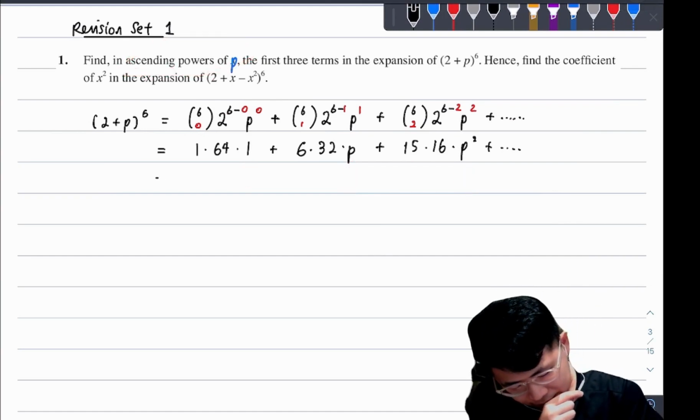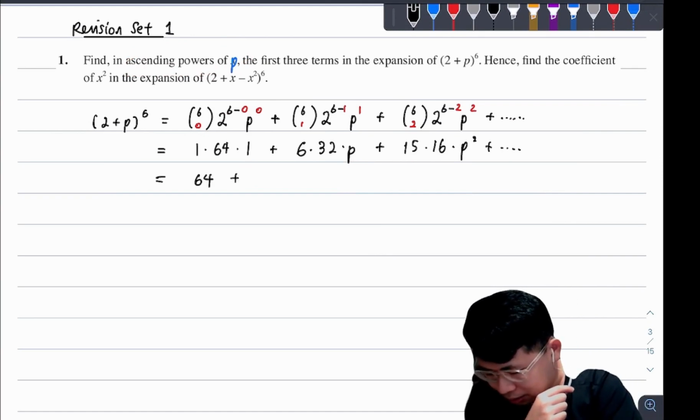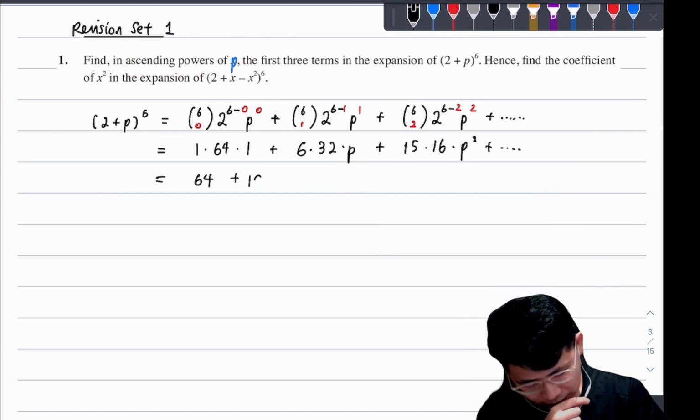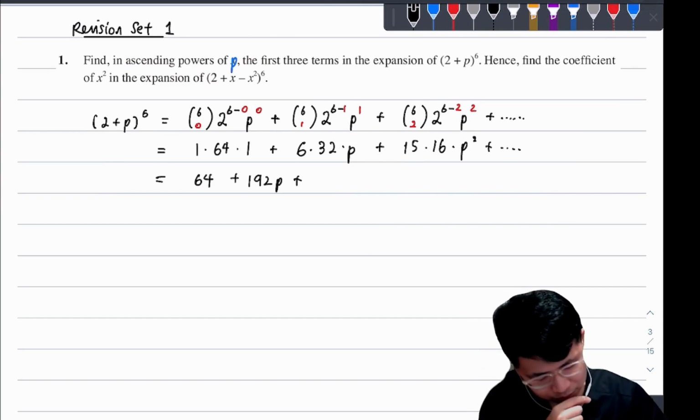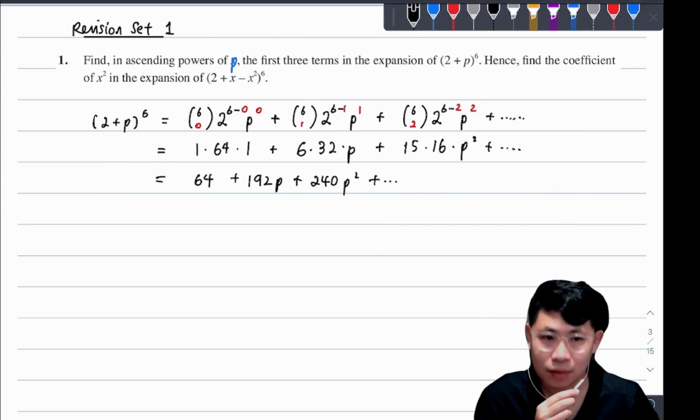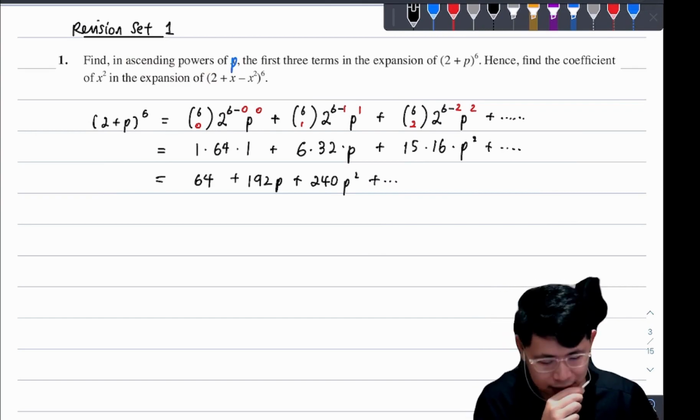Next let us simplify. So 64 plus, 6 times 32 will give me 192p, and 15 times 16 will give me 240p squared, like that. So this would be the first answer for the first part.